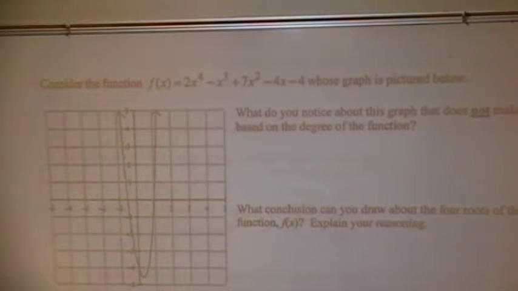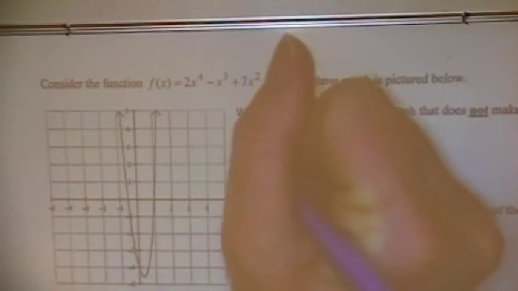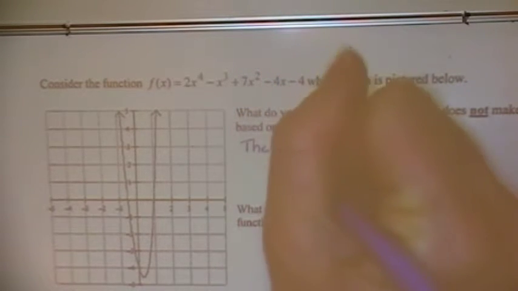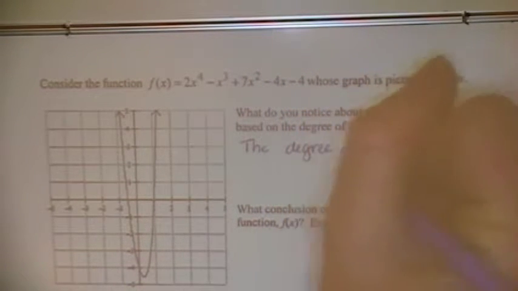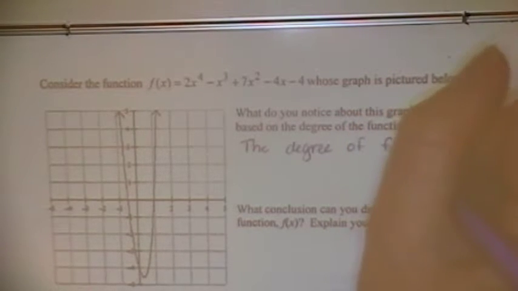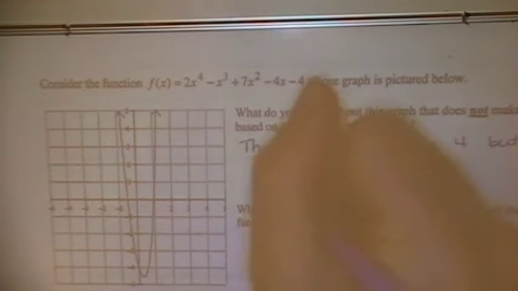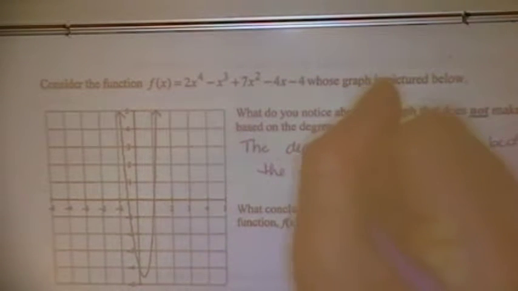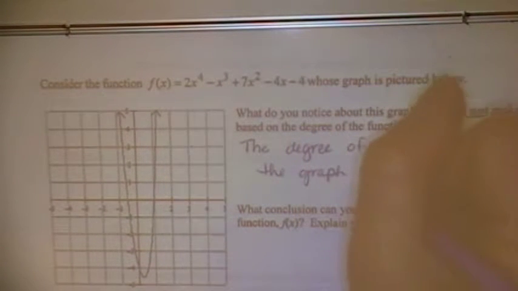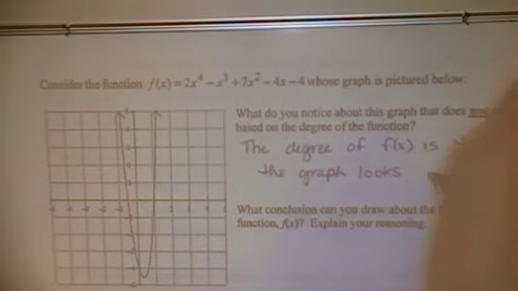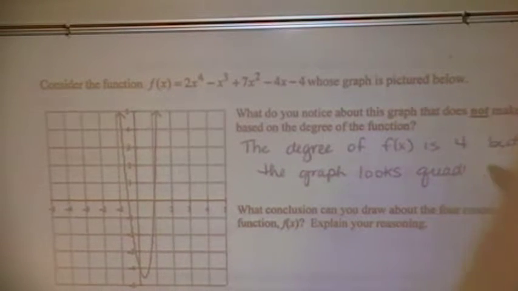So what do you notice about this graph that does not make sense? It looks quadratic, right? The degree of f of x is 4, but the graph looks quadratic. It appears to be 2 roots when there should be 4. Exactly. It appears like there's only 2 roots.